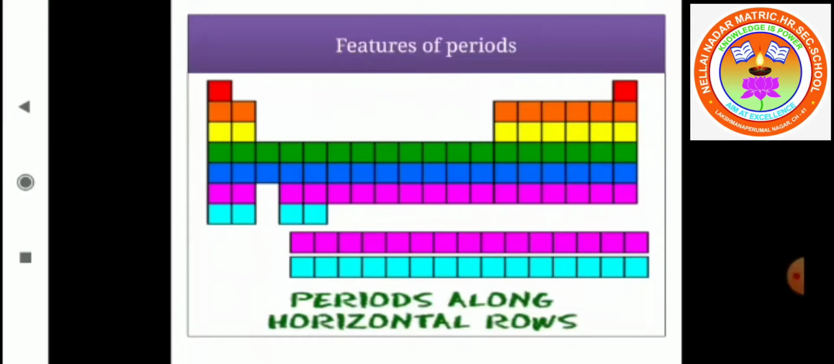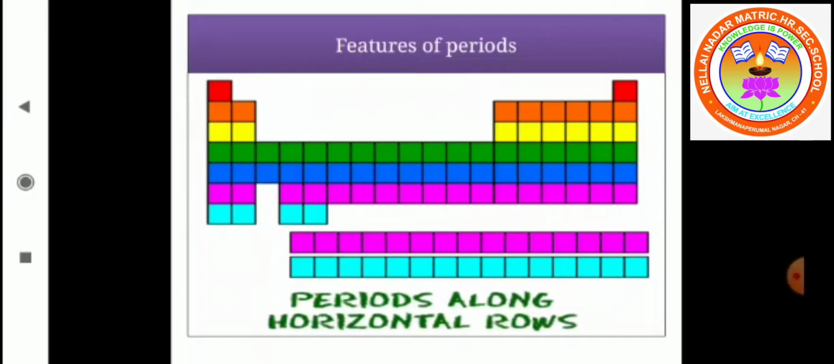Coming to the fourth period, denoted by green, it consists of 18 elements. Count the boxes and see. Okay, 18 elements. Coming to the fifth period, denoted by thick blue, it also consists of 18 elements.